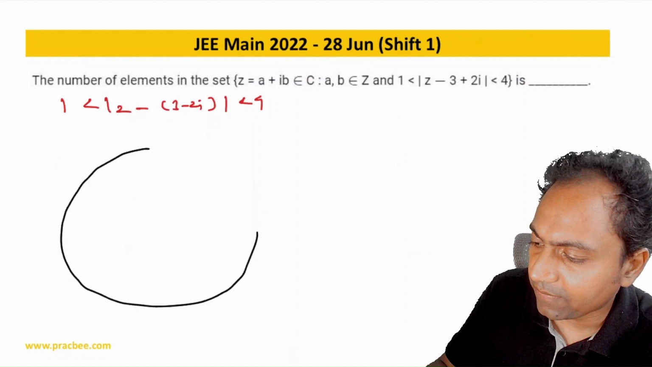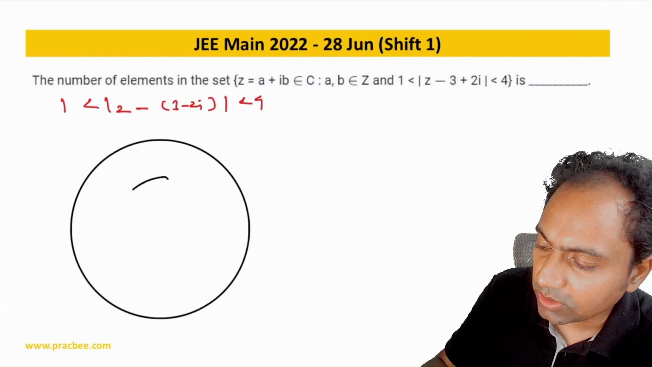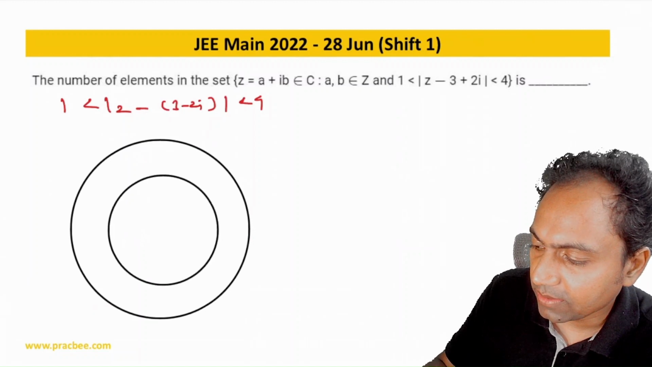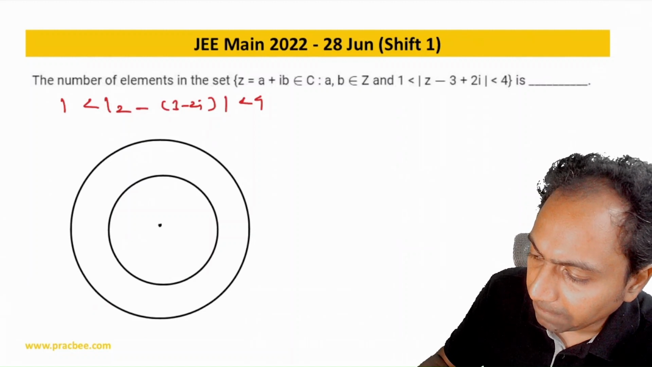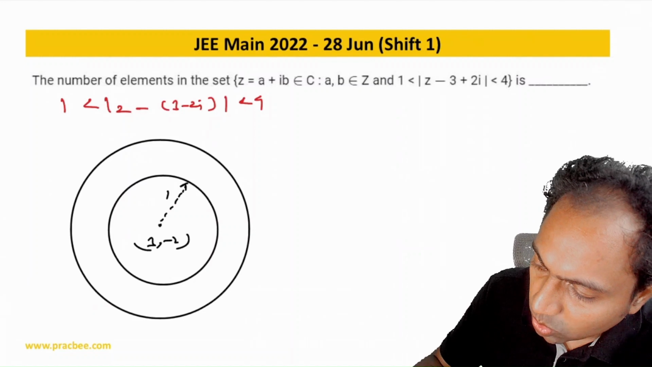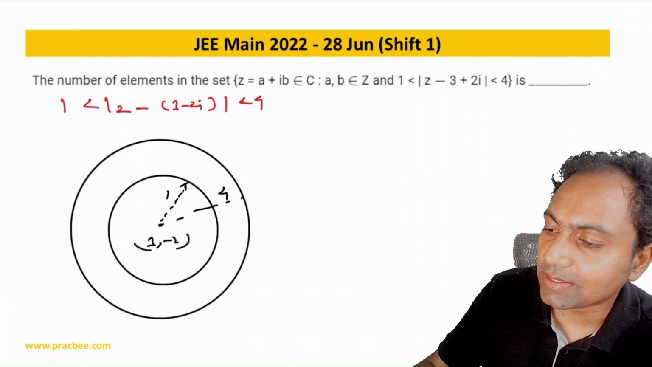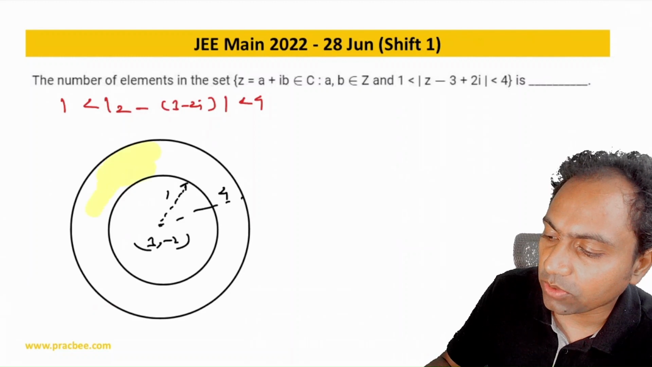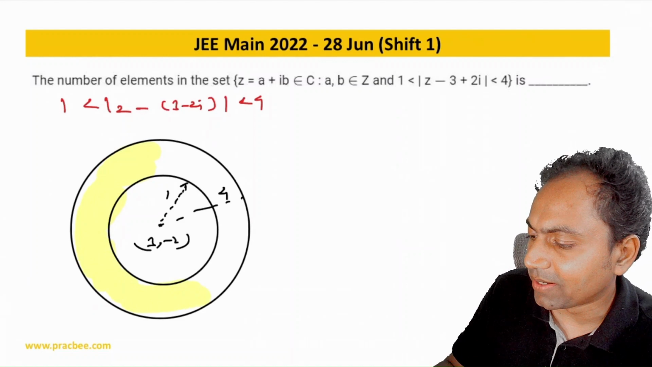So what we have is this bigger circle and then we have this smaller circle. These are concentric because their center is the same, 3, minus 2, and this radius is 1 and this bigger radius is nothing but 4. And now what we are talking about is the region that is between these two circles. So we are talking about this region. Okay, so this is important for us to interpret in this manner.